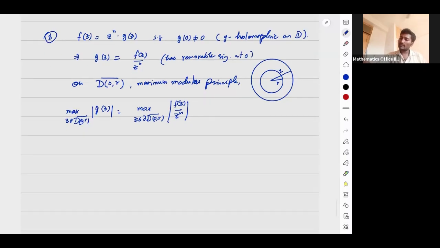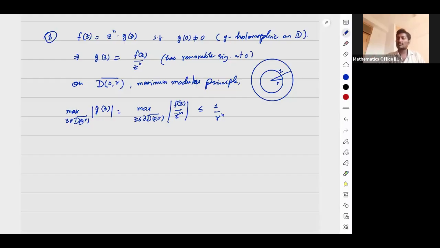So what we get here, F(z) is always bounded by 1 in the whole unit disk. So it is less than or equal to 1. And what is z to the power n? z to the power n on the boundary is always fixed. It is r to the power n.